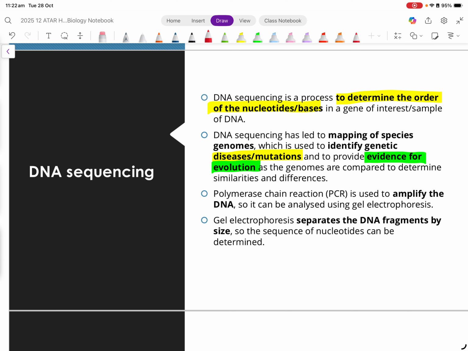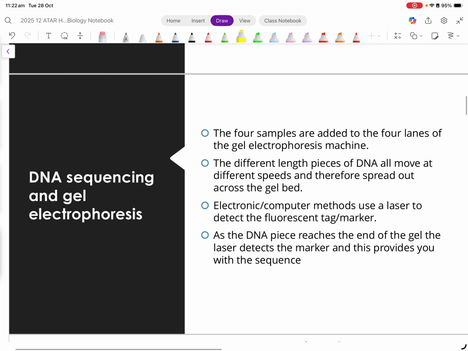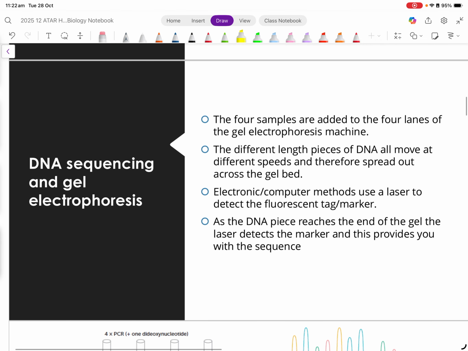So, two particular parts of this DNA sequencing process. Number one is PCR. We've spoken about PCR previously, and there's a recording of that lesson. PCR is just the process that we use to amplify DNA. And then secondly, we can use gel electrophoresis, and as a component of that, we're going to separate those DNA fragments by size.